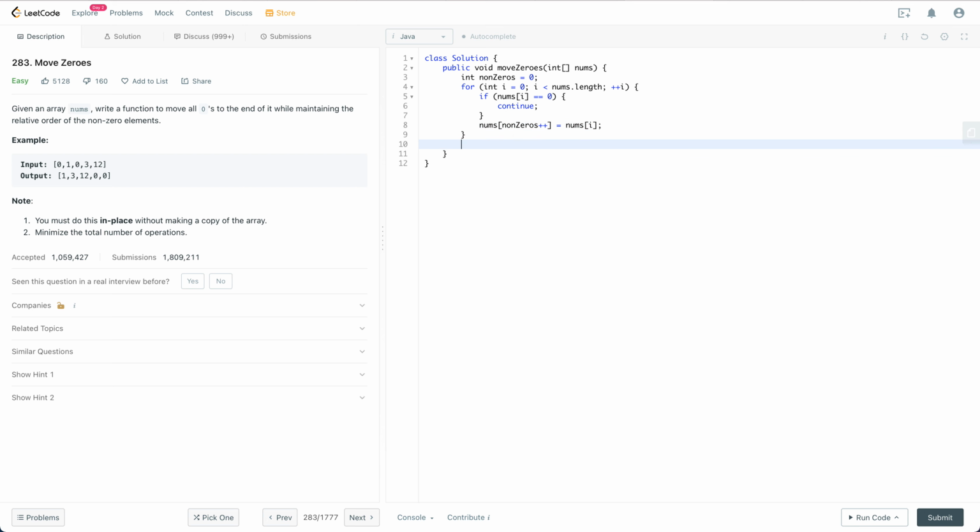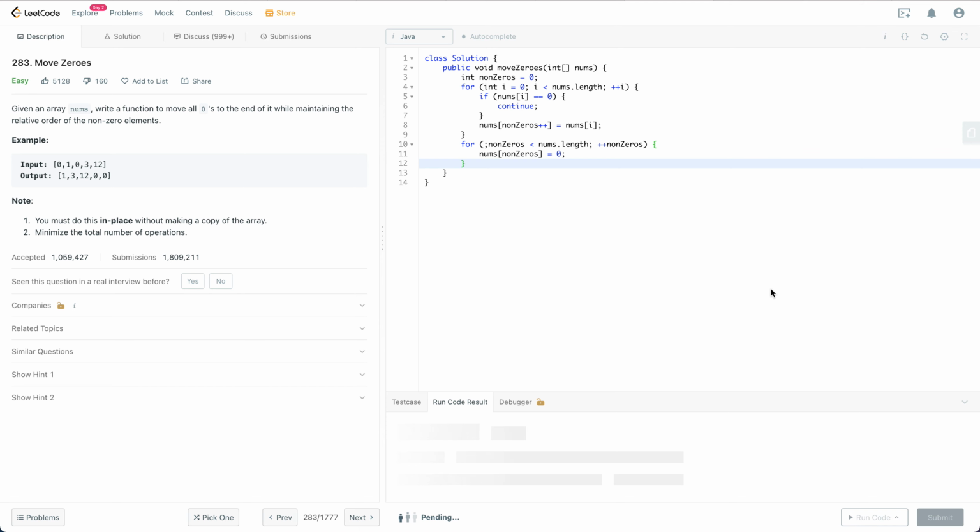And finally, we are going to start from non-zeros, while non-zeros is smaller than nums.length, non-zeros plus plus. Then nums[nonZeros] is equal to 0, and then we don't need to return anything.